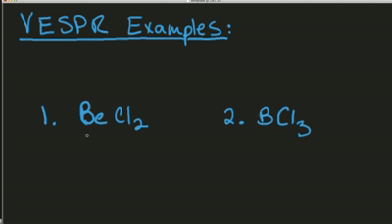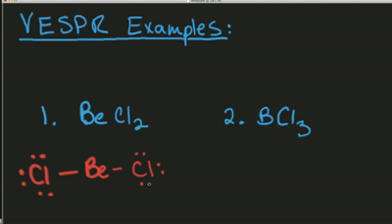So VSEPR theory, as you know, is a good way to predict the molecular geometries of different compounds, such as this beryllium chloride. If you were to do the Lewis structure, you would find that beryllium's in the center, chlorine's on the outside, and you would have lone pairs on these guys. Again, the peripheral atoms do not matter, they're lone pairs.